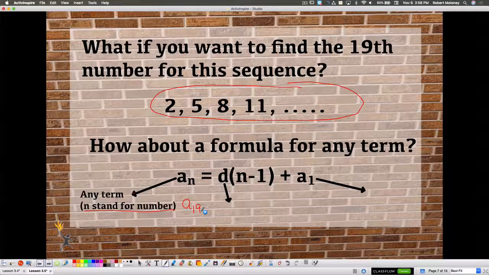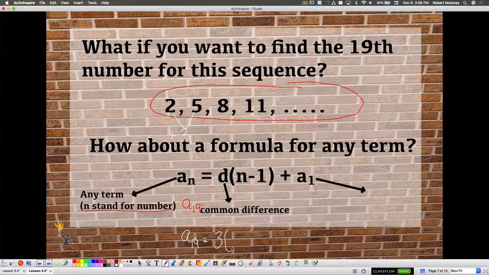So I'll put this all the way down at the bottom so we can keep this on the screen as I work my way through it. A of 19 equals, now what's D stand for? Now we learned D earlier in a lesson. D stands for the common difference. So we've got to go back to the original sequence and see what's the common difference between these two. Well, the common difference is a plus 3. So we're going to put 3 here.